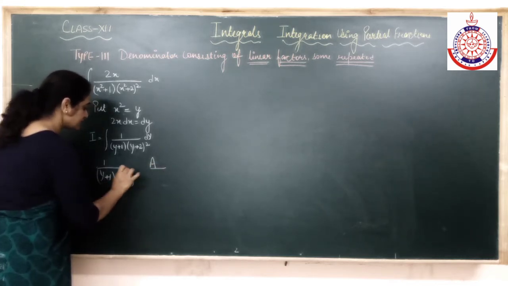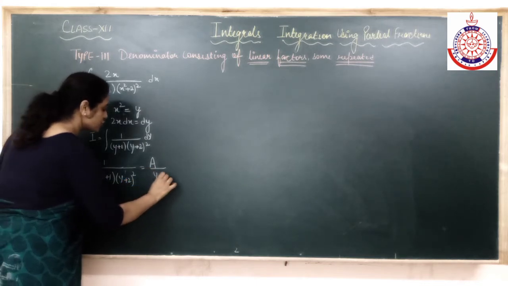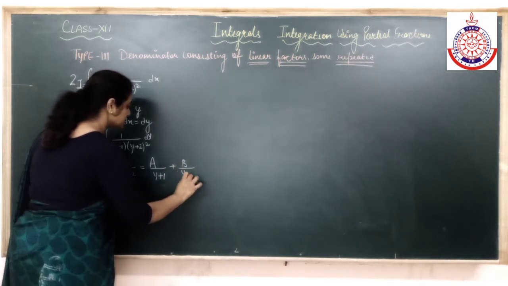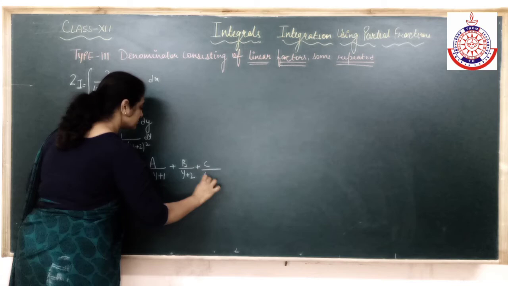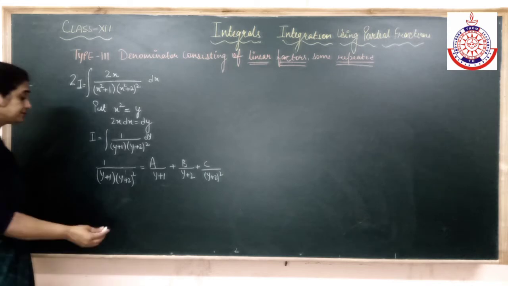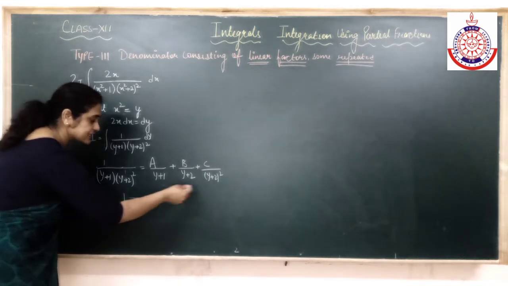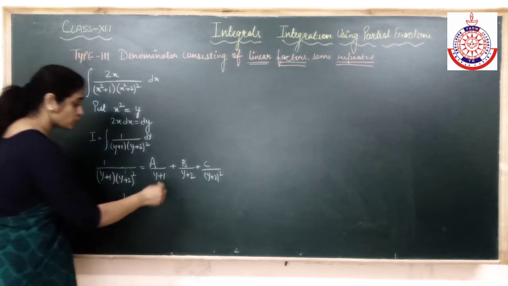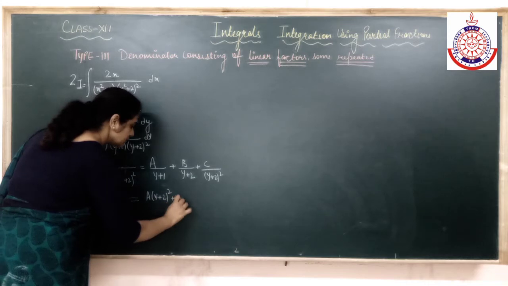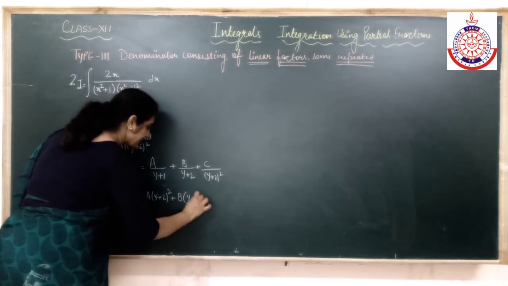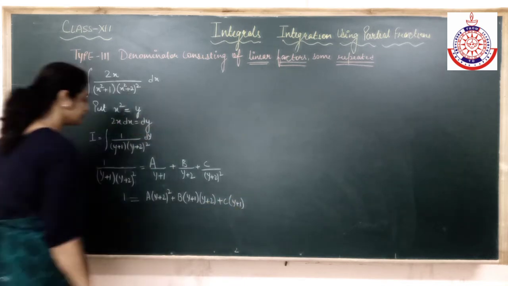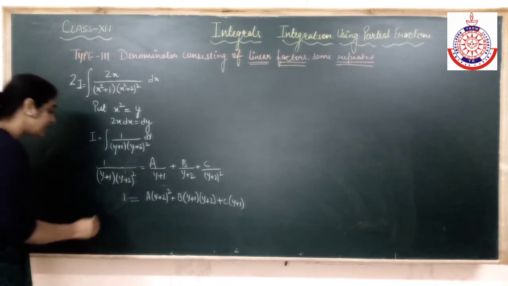A upon the first factor, which is not repeated, but the second one is repeating. Alright, same way, LCM. You know how to take LCM. What will be the LCM? (y plus 1) into (y plus 2) whole square. So it will be A into, C into... clear? Then what do we do? We put the values.